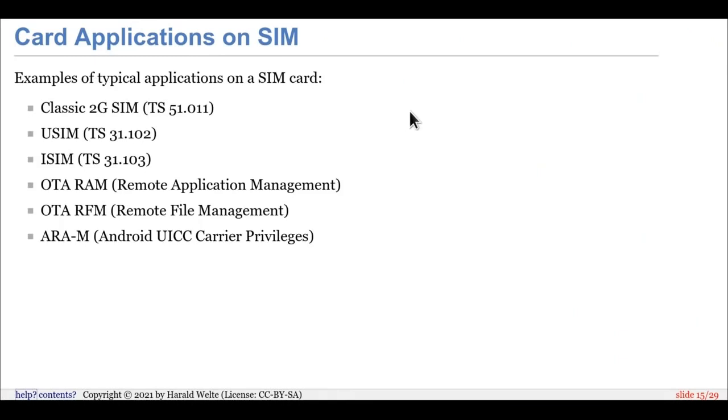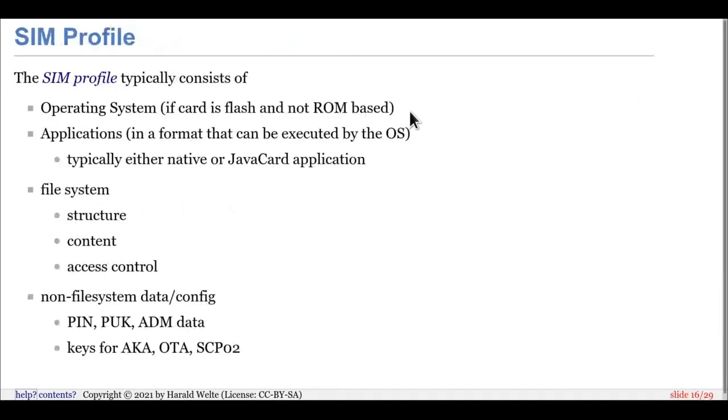So all of these we need to install somehow on the card together with other bits, which then forms the SIM profile. So if the card is flash-based and the operating system is not already installed, then the operating system is like the first step to be installed. Then we install these applications that we need on the card. Those applications could either be native code or Java. Native code means native to the operating system in some close to machine binary format. Or it could be Java card applications that run inside this strange Java card virtual machine.